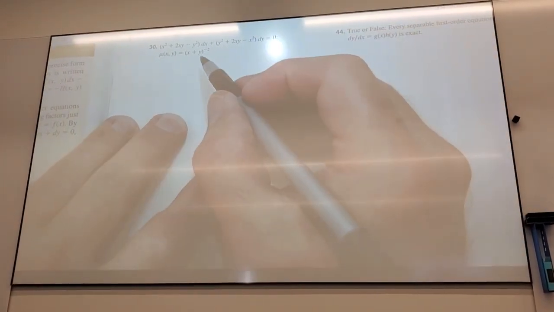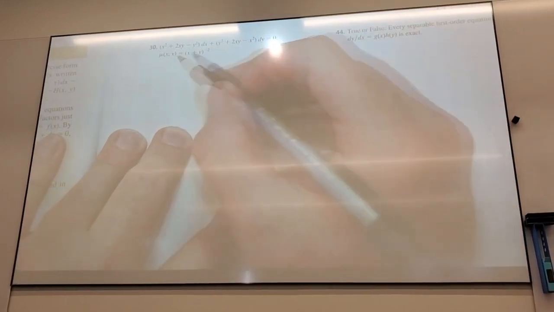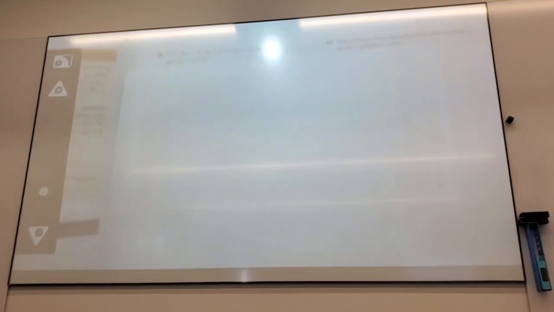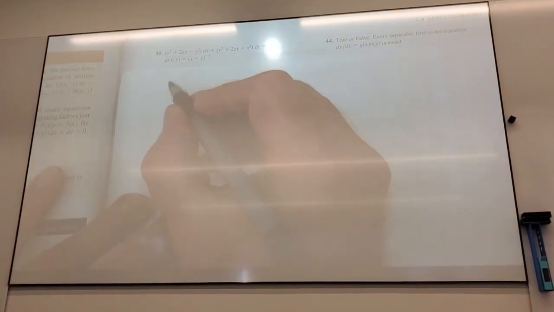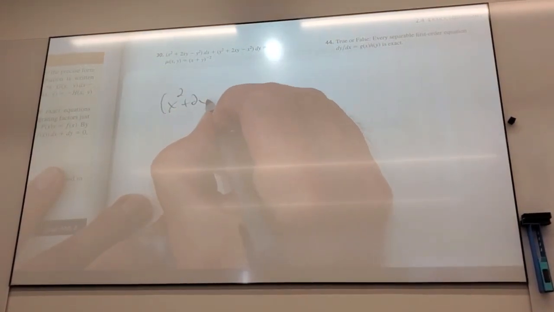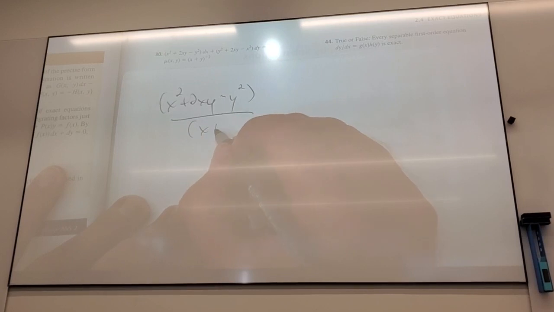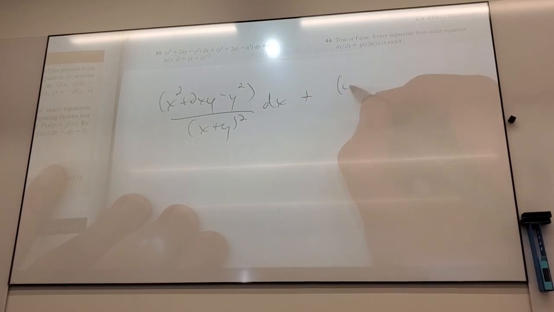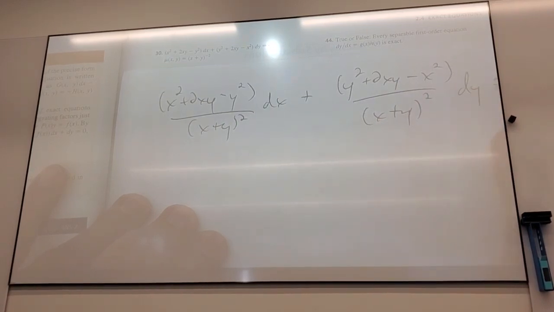So once you multiply by this, let's not go there yet. There we go. So it's going to be x squared plus 2xy minus y squared, let's just put it over (x plus y) squared, dx, plus y squared plus 2xy minus x squared over (x plus y) squared, dy, equals 0. Okay.